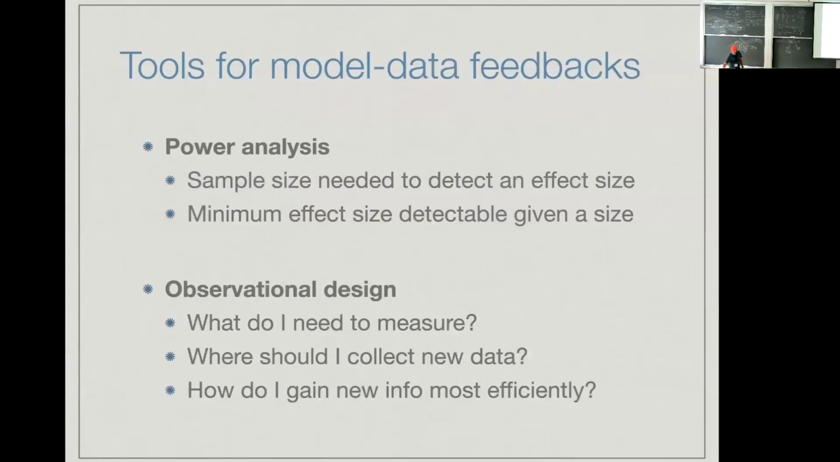So thinking about this a little bit more formally, and I'll wrap up after this, we can use this partitioning of uncertainty in a more formal way to think about, kind of in a power analysis sense, what sample sizes do we need to reduce our forecast uncertainty by a specific amount, and then kind of this observational design level, what do I need to measure? Where do I need to measure it? How do I gain that information most effectively?